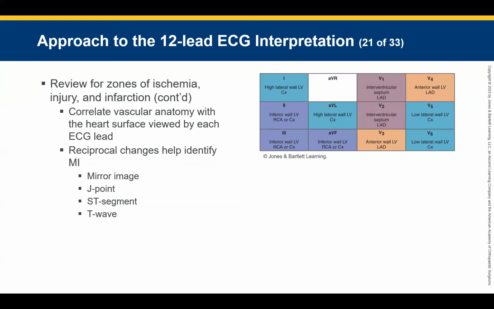Okay, so our contiguous leads: 1 and AVL, lateral. Contiguous leads 2, 3, and AVF, inferior. V1 and V2 are septal. V3 and V4 are anterior. V5 and V6 are lateral again. Lead, lie, ass backwards, all. Sounds stupid. I cannot tell you how many times in my career I've gotten lead, lie, ass backwards, all confused. I literally did it when I drew this on the board in my head. Not for you, for me. Okay? I need you to commit that to memory. Lead, lie, ass backwards, all.